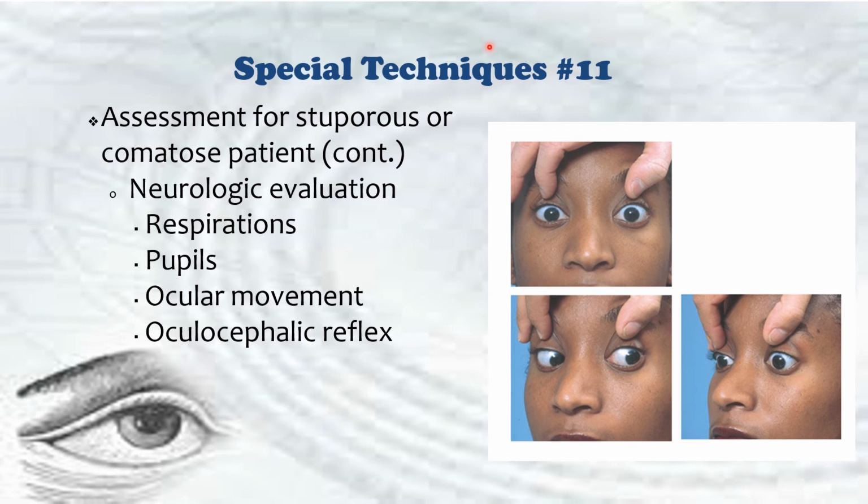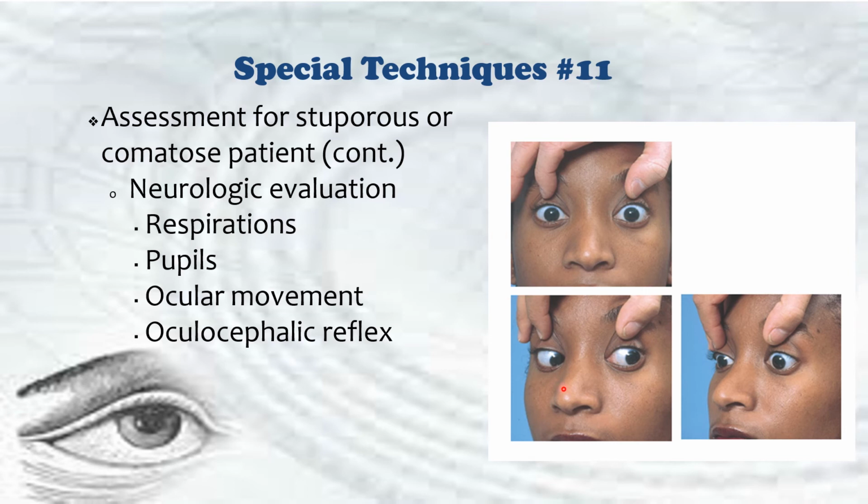This reflex helps to assess the brainstem function in the comatose patient. By holding open the upper eyelids so that you can see the eyes, turn the head quickly, first to one side and then to the other side. Make sure the patient has no neck injury before performing this test.